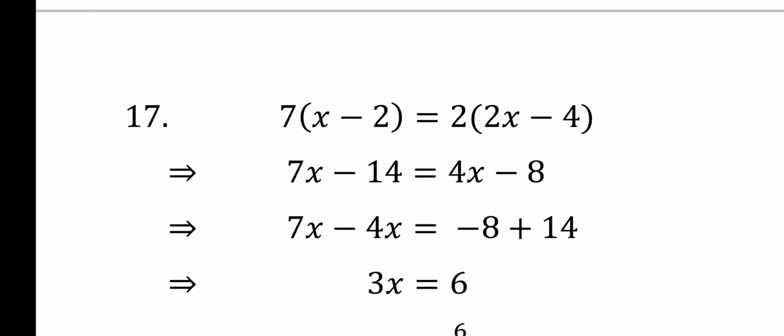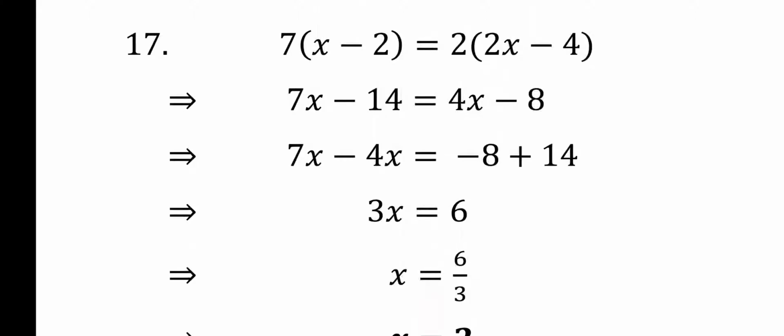Next is question number 17. Here there are two terms, the terms within the bracket in both the sides. So 7 into x minus 2, this means x minus 2 is getting multiplied with 7, is equal to 2 into 2x minus 4. So 2x minus 4 is getting multiplied with 2. First thing that we'll do out here is we'll remove the bracket by multiplying this term with the terms inside the bracket. So 7 into x is 7x minus 7 into 2 is 14.